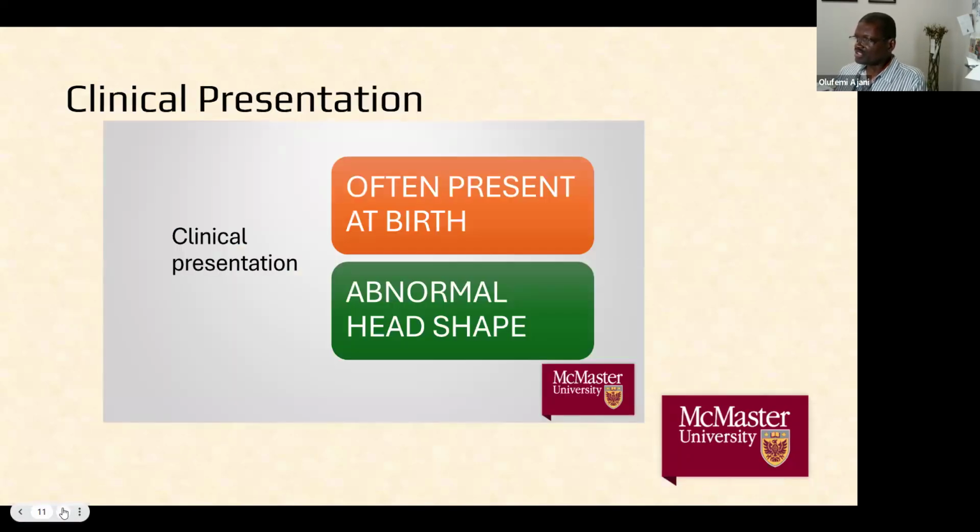The clinical presentation of craniosynostosis is an abnormal head shape that is usually noticed by the parents at birth in over 90% of cases, in 98% of cases, and only 2% are noticed after birth. So as a gross rule, craniosynostosis is often detected at birth if it is looked out for. And it usually presents with an abnormal head shape.